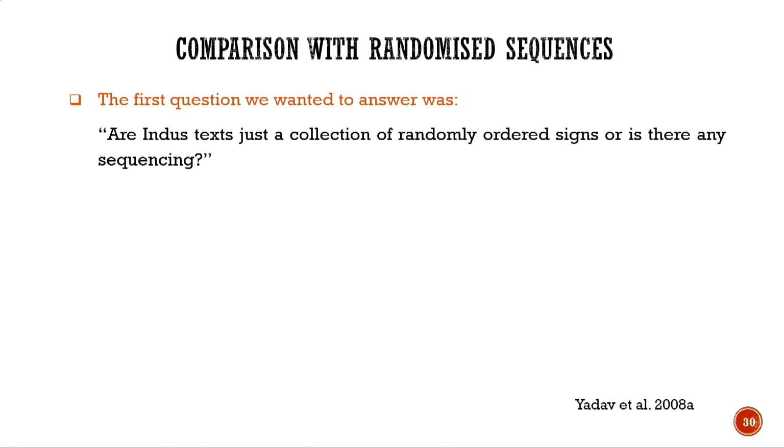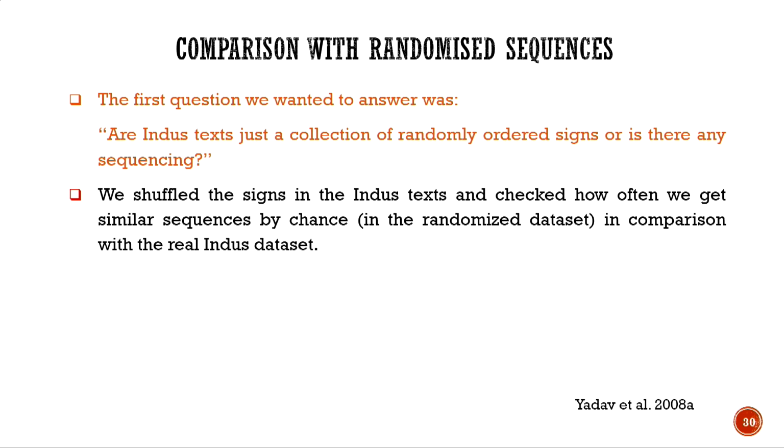Okay, so in order to address the question of correlation between signs, the first question we wanted to answer was, are Indus texts just a collection of randomly ordered signs or is there any sequencing? So what we did was we shuffled the signs in the Indus text and checked how often we get similar sequences by chance in this randomized corpus and compared it against the real Indus data.